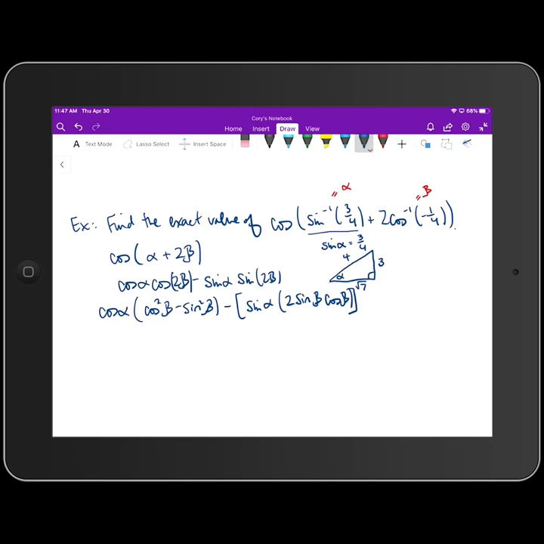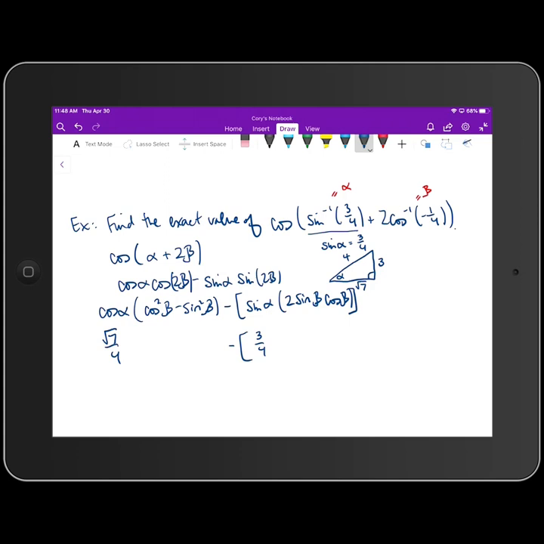Okay, so we can plug in for the sine of alpha and the cosine of alpha based on the side length relationships in that right triangle. So we know the cosine of angle alpha is going to be positive rad 7 over 4, again because that angle is in quadrant 1. And we know that the sine of alpha is equal to 3 over 4. Again, that's positive because the angle lies in quadrant 1.